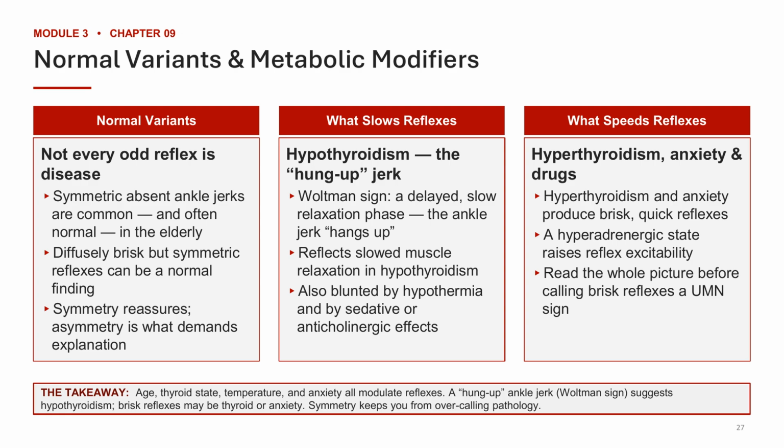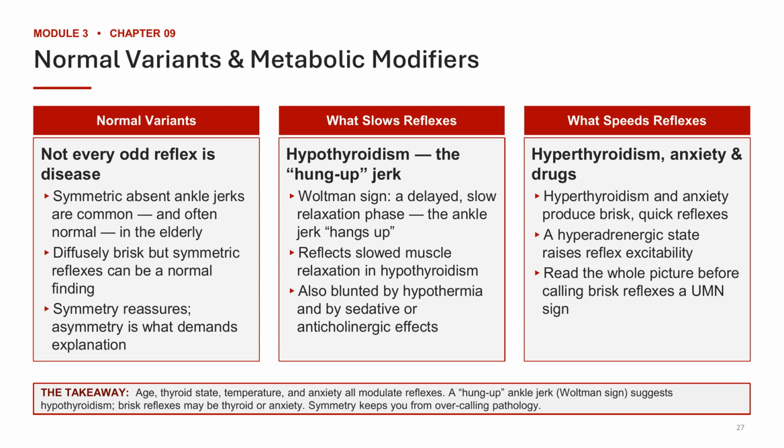Then the metabolic modifiers, which are high yield and satisfying to recognize. Hypothyroidism produces the hung-up reflex, the Woltman sign. You tap the Achilles, the contraction occurs normally, and then the relaxation phase is strikingly slow. The ankle seems to hang before returning. It reflects slowed muscle relaxation, and it is one of those findings that, once seen, is never forgotten.